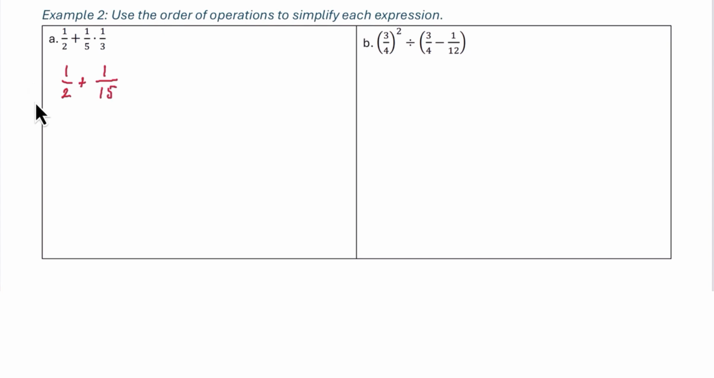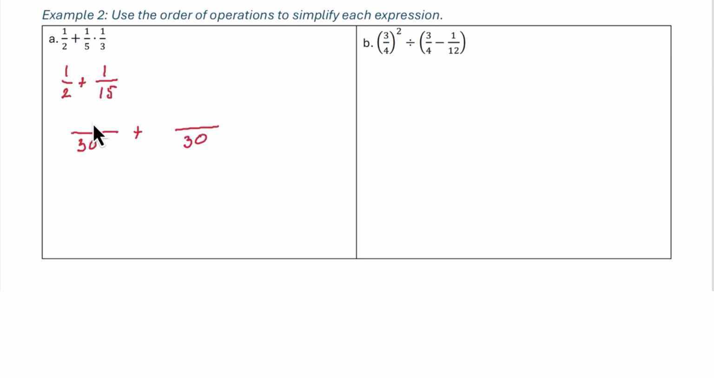Now we're adding. In order to add fractions, we need common denominators. Right now, the denominators are not the same, so we need the LCD. We need to rewrite these with a common denominator. The LCD of 15 and 2 is 30. List the multiples of 15 until you have a number that is divisible by 2. 2 will not go evenly into 15, but if we get the next multiple of 15, which is 30, 2 will divide evenly into 30. So 30 is the LCD.